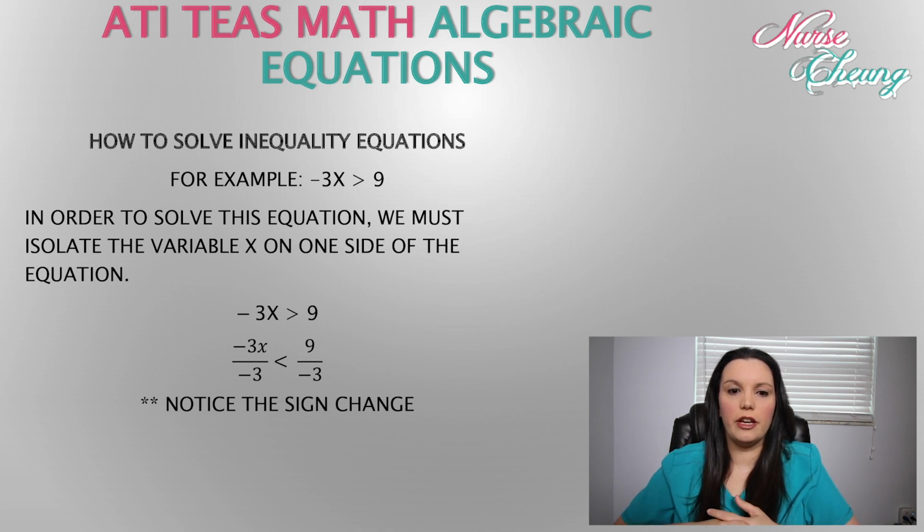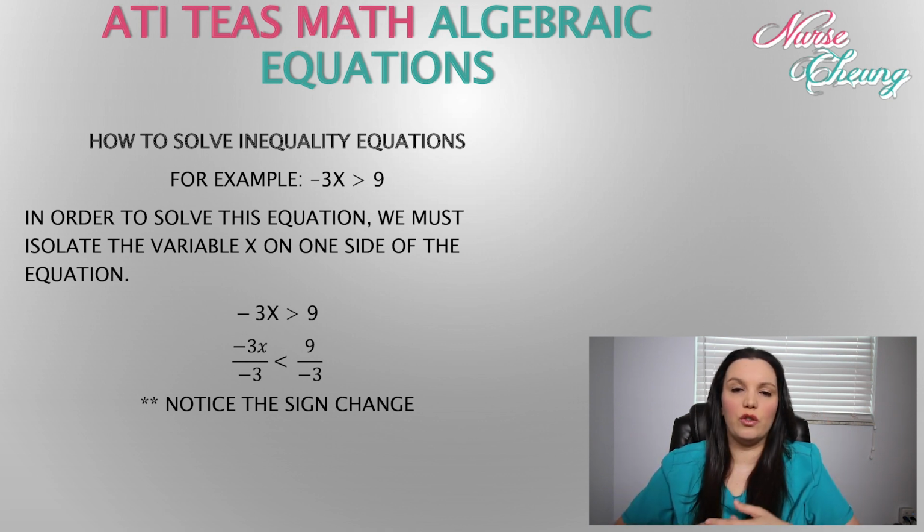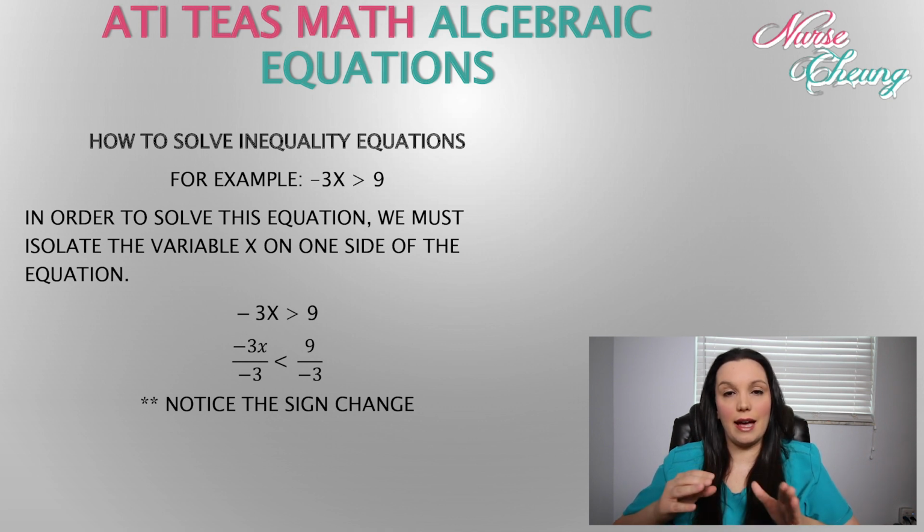In order to solve this equation, we must isolate the variable x on one side of the equation. Just like we did before, we are going to do the same thing on one side of the inequality as we do on the other side of the inequality. So we are going to isolate x. How are we going to do that? We're going to divide it by negative 3. Negative 3 and negative 3 cancel each other out, and we are left with x is greater than 9 over negative 3. However, we're dividing by a negative.